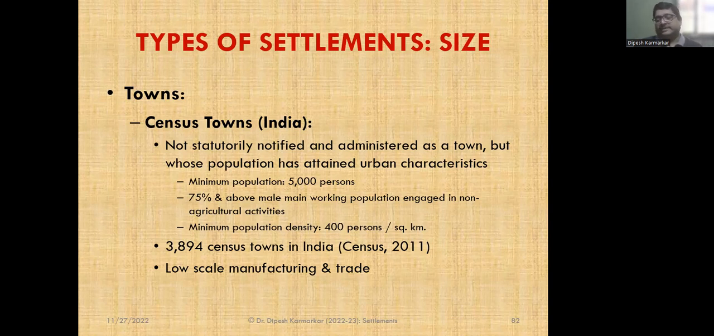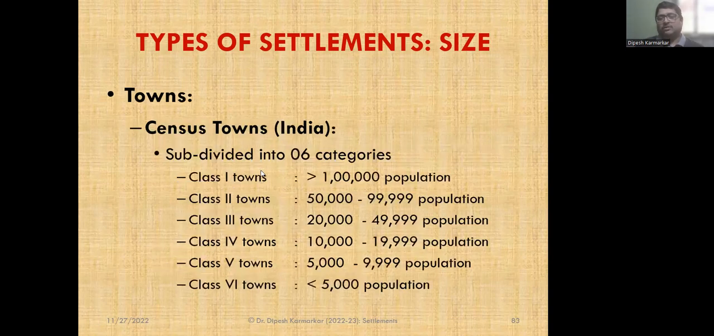As per the 2011 census, India has 3,894 census towns. Most of the census towns, especially of lower orders in terms of population, are engaged in low-scale manufacturing and trade, because one of the conditions we talked about is that such settlements are engaged in non-agricultural activities. So urban settlements are the ones where most of the people are engaged in secondary or tertiary activities. Accordingly, the same is applied to census towns as well.